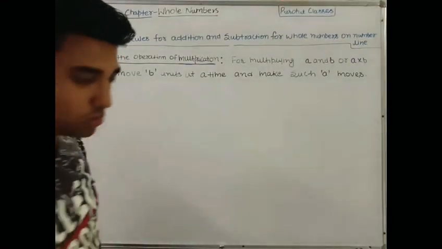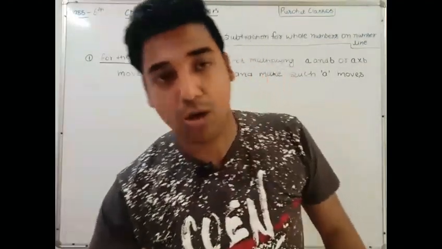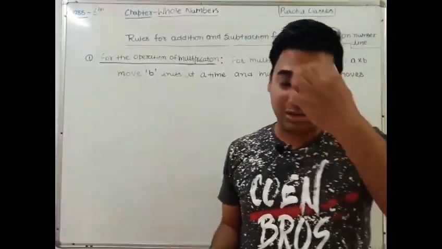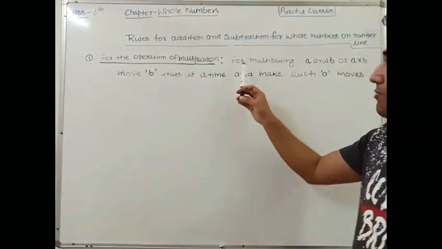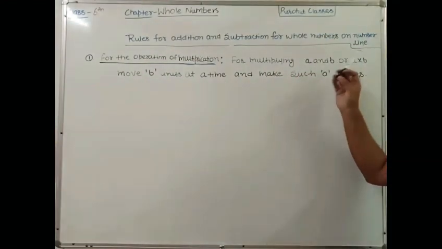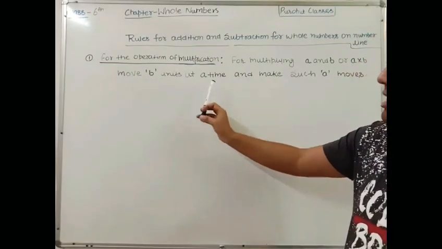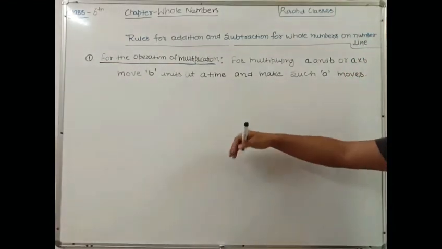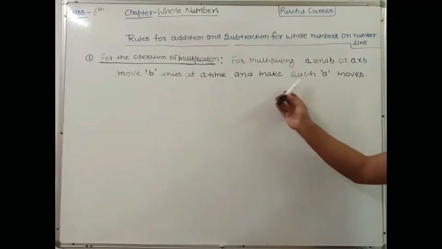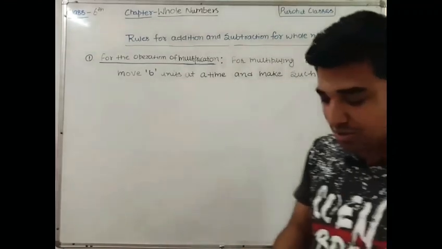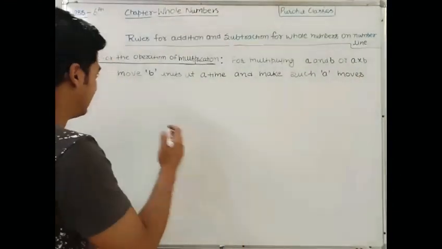Now let's see the rules for multiplication of whole numbers by using a number line. And the rule says, for multiplying a and b, that is called a into b, we will move b units at a time. At a time means at once go, and make such a moves. Let us try to understand this with the help of an example.